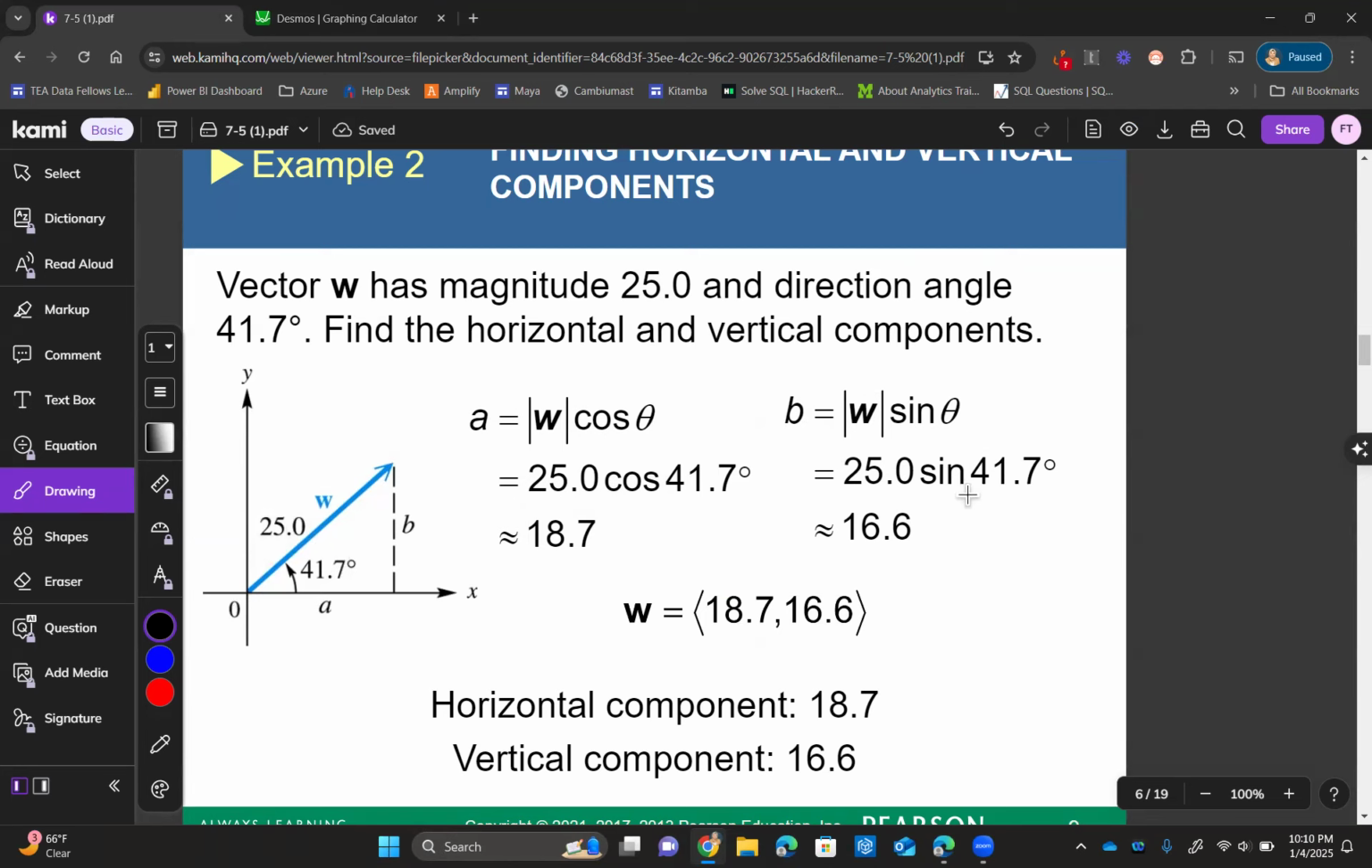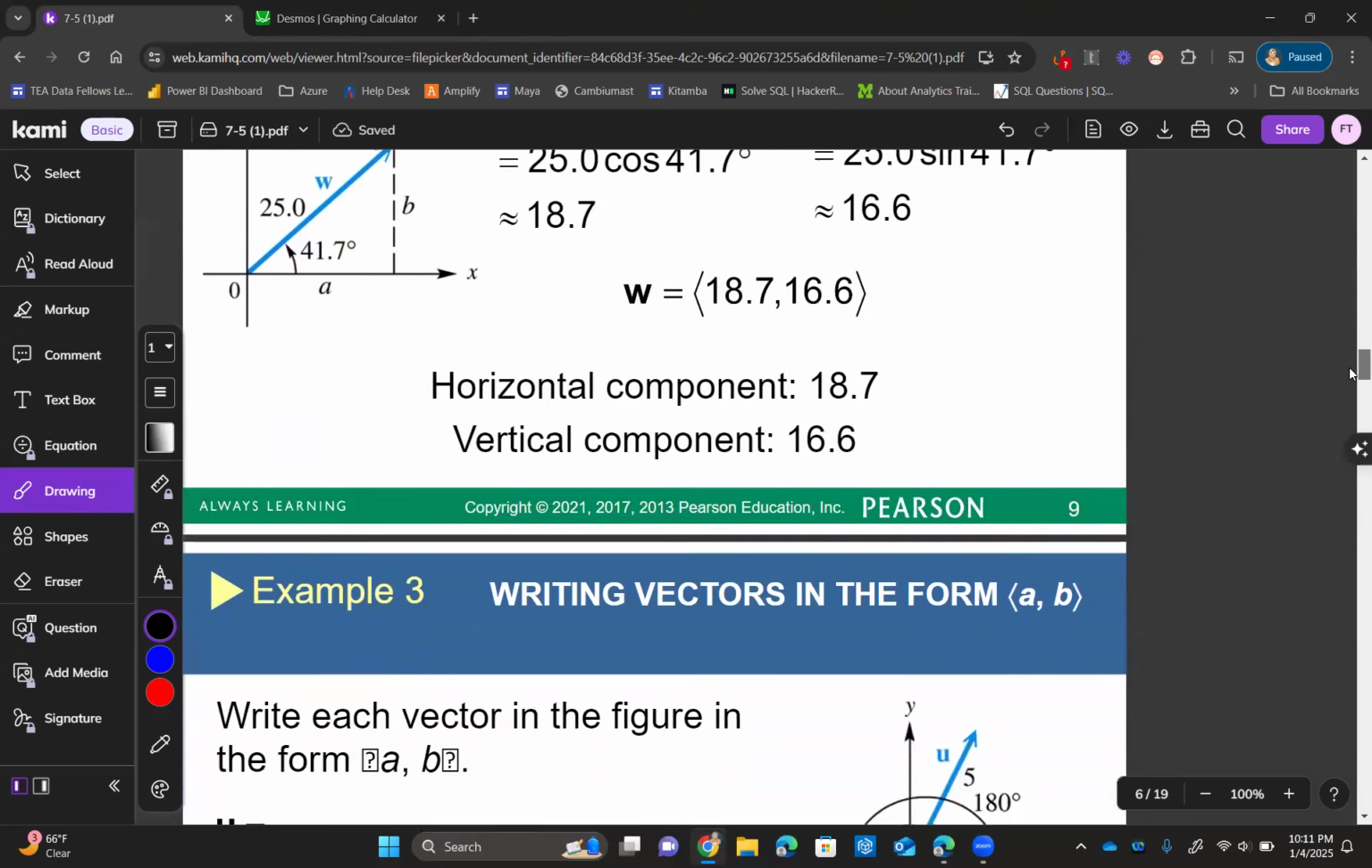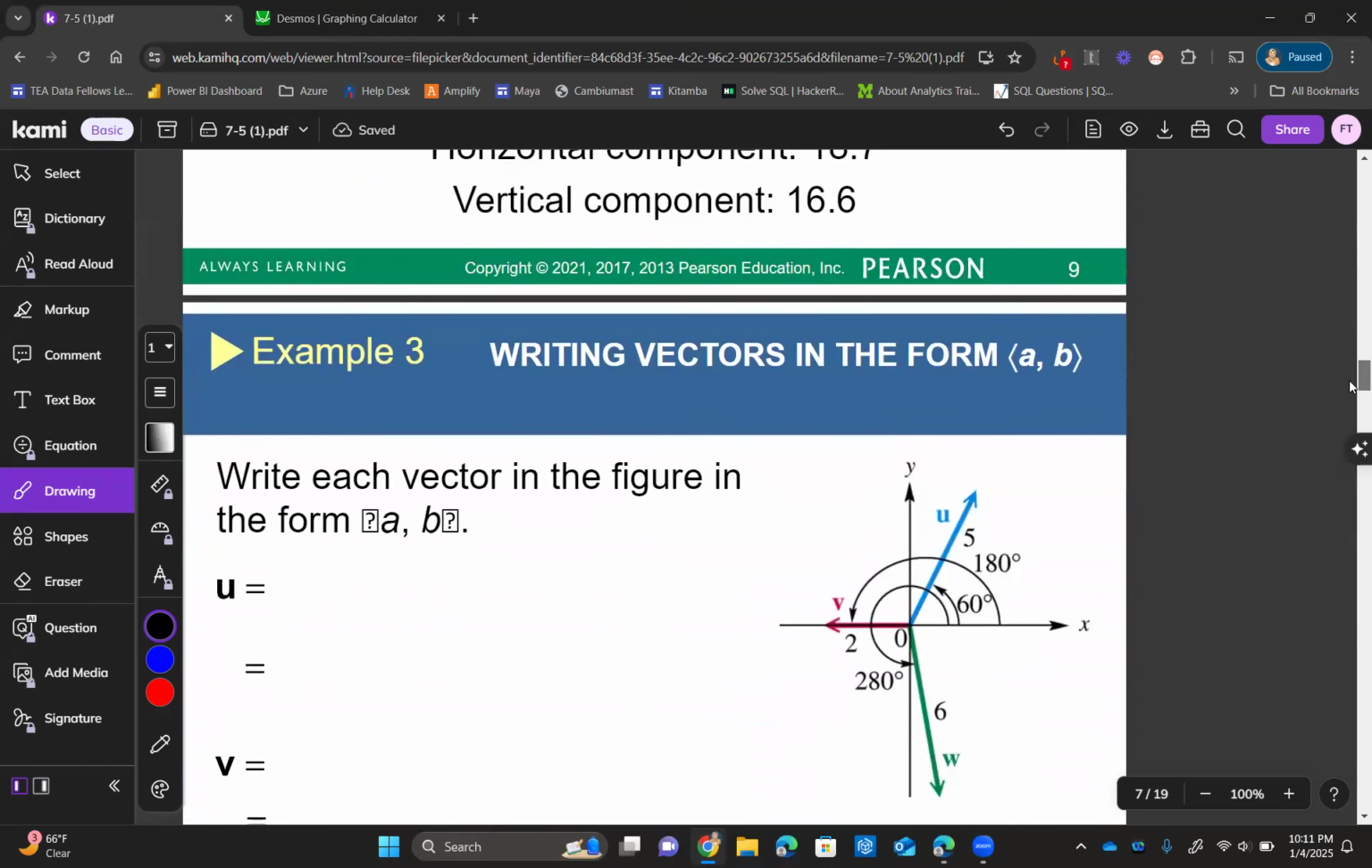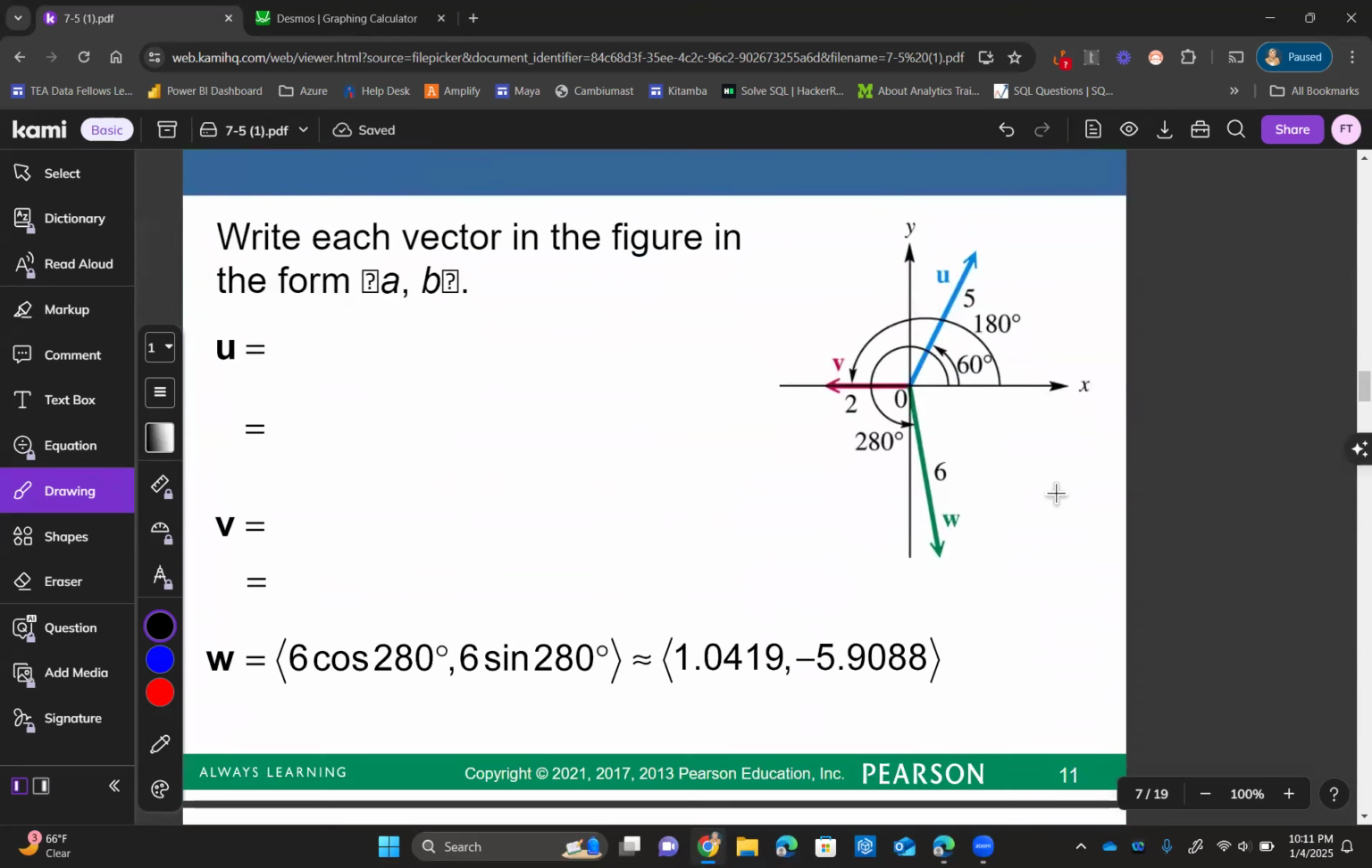Since this is not a famous angle, we have to get its sine value using a calculator. And either way, when we use a calculator for this vector whose magnitude is 25, its horizontal component is 18.7 and its vertical component is 16.6. And we can express the vector w as 18.7, comma 16.6, which is the combination of the horizontal component and vertical component. So in this example on the slide, I have 3 problems.